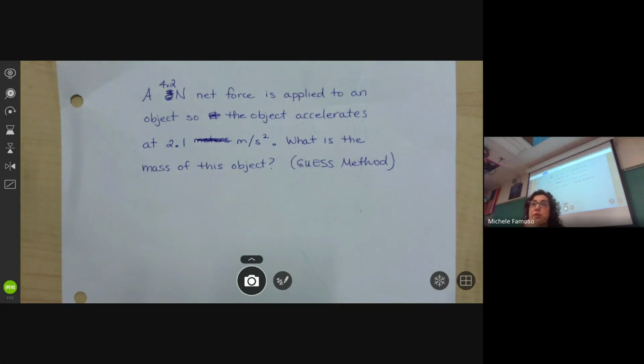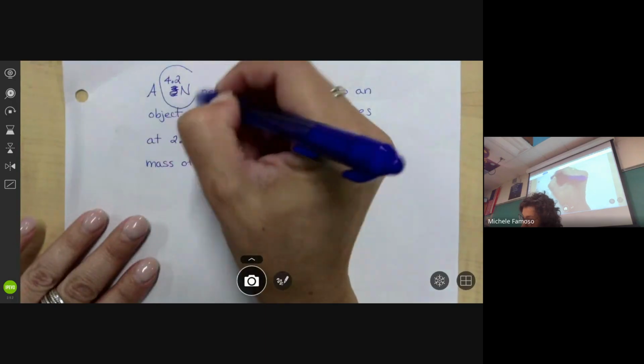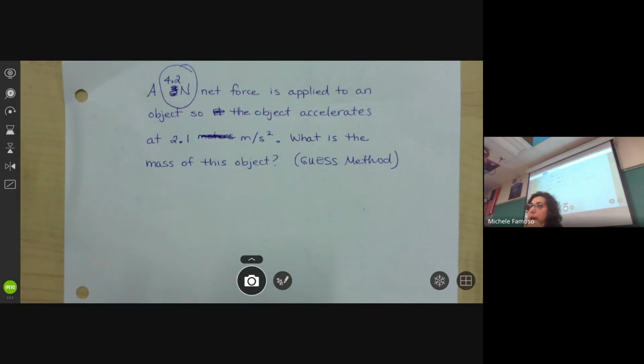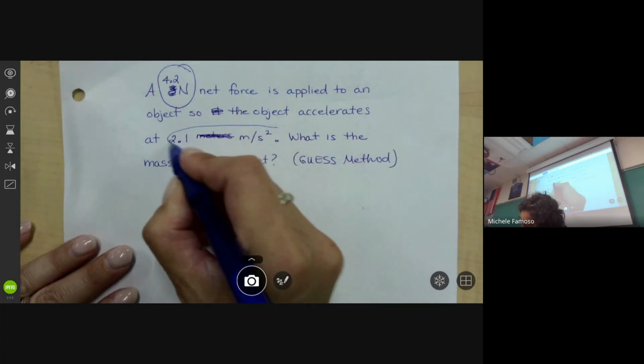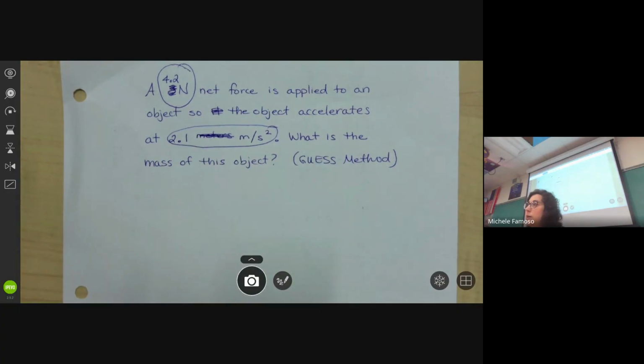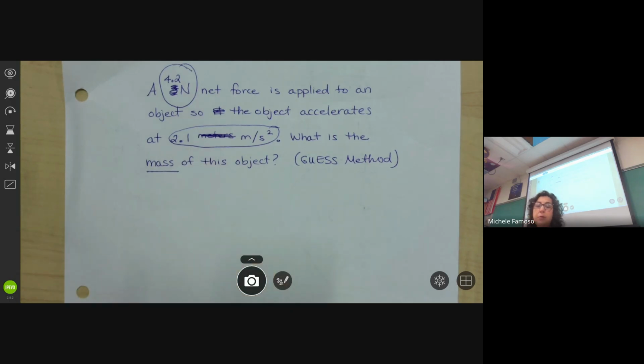So the first thing I want us to do is circle the things that you know. What things should we be circling? You see any values in there we should circle, Miriam? 4.2 N, and 2.1 m over s squared. What should I underline? Which page of the reference table do you think this question is going to get solved from? Yeah, the mechanics page. So everybody should look at page 6.